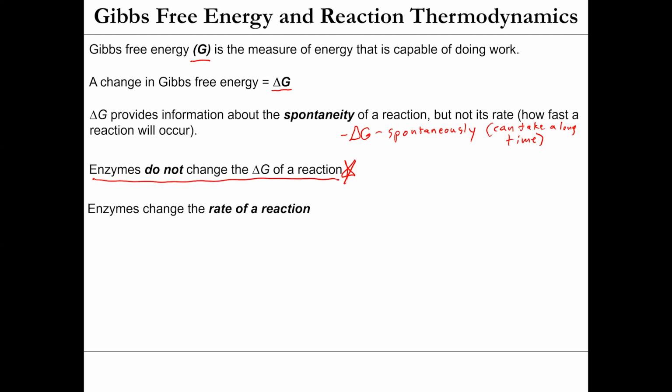That's very important. What enzymes do is they change the rate of the reaction. So they can take a reaction. They're not going to change how spontaneous it is, but they can take it from happening in 78 million years to just a few seconds. So enzymes do not change the delta G of a reaction, but enzymes do change the rate of a reaction.